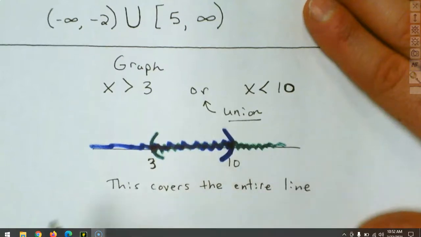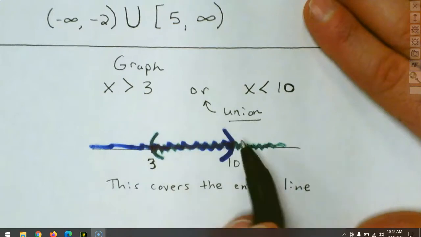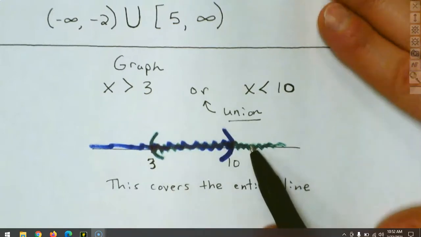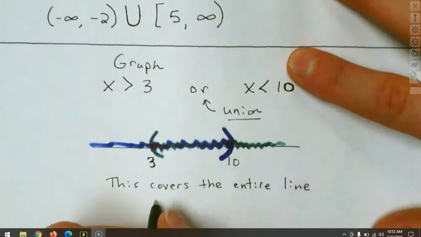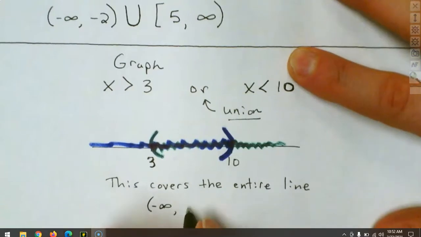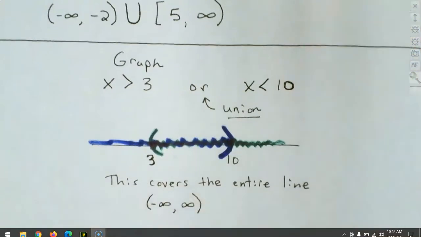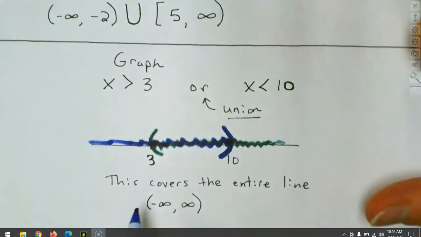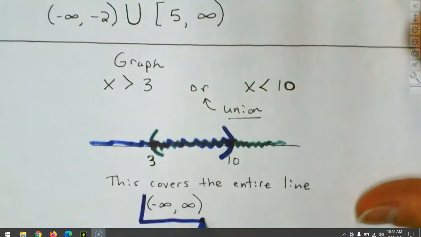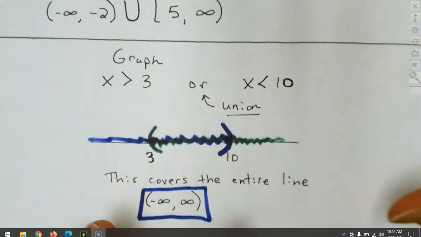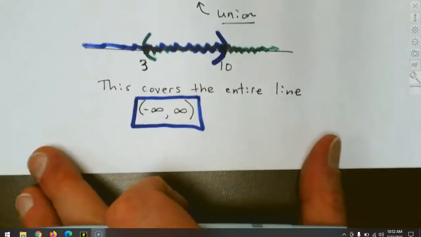When we add them together, the blue piece plus the green piece, when we put them together, it covers the entire line. So in that case, your solution would be negative to positive infinity, because that covers the entire number line.